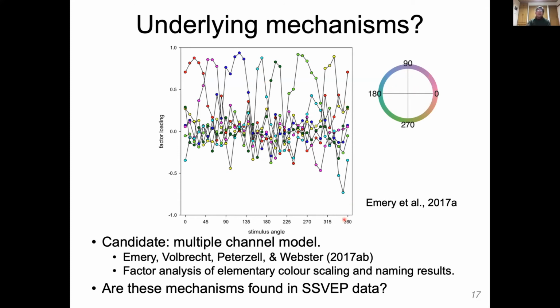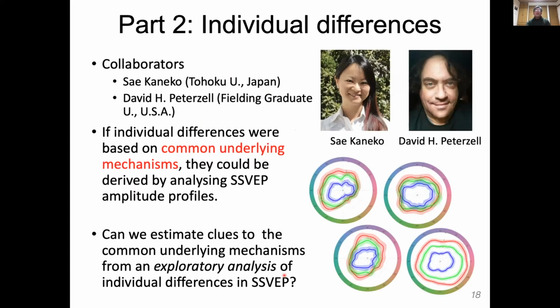And if the Munsell isochroma-like response was evoked by this kind of mechanism, we might be able to achieve this kind of individual hue selective mechanism from SSVEP data. So in the next part, I would like to introduce our study, or struggle, to find that kind of underlying mechanism. The collaborators, again, Sai did the main work in this project here, and David Petrozzo is helping us in analyzing the data. So the individual differences in SSVEP were like this.